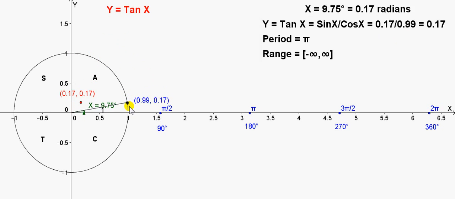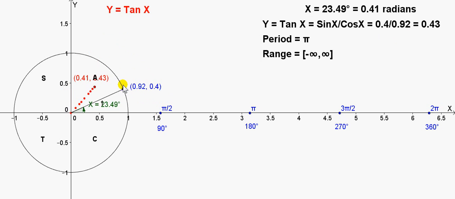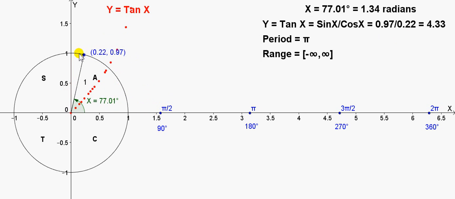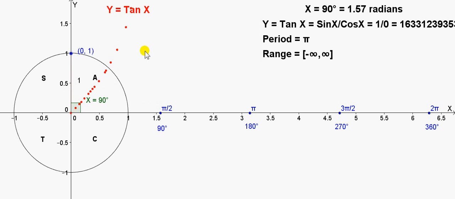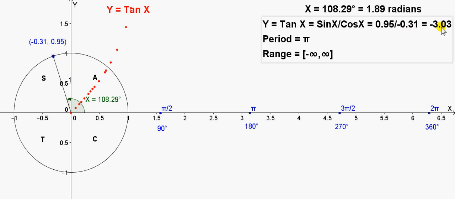So I'll show the trace of that. As x increases from 0 to 90 degrees or pi over 2 radians, we can see that the function is heading towards plus infinity. Now what happens as we increase x beyond 90 degrees? Well, sine over cos is now 0.95 divided by minus 0.31, so the tan is now negative. So we've jumped from positive infinity down to negative infinity at x equals pi over 2.